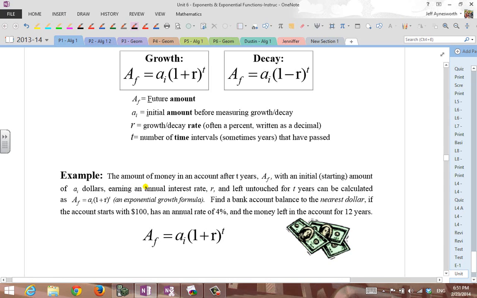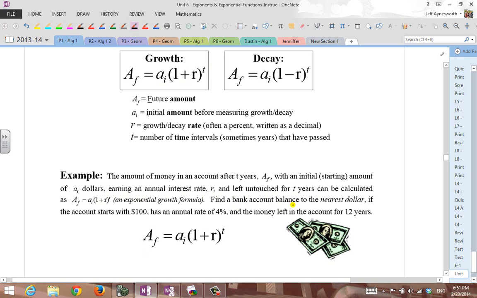So let's read this here. The amount of money in an account after t years, A of f, this is the future amount here, with the initial starting amount A of i dollars, earning at an annual interest rate r, is left untouched for t years. Okay, now we're in years, and it can be calculated by the growth function above, where A of i is the initial amount, r is your interest rate as a decimal, and t is the number of years.